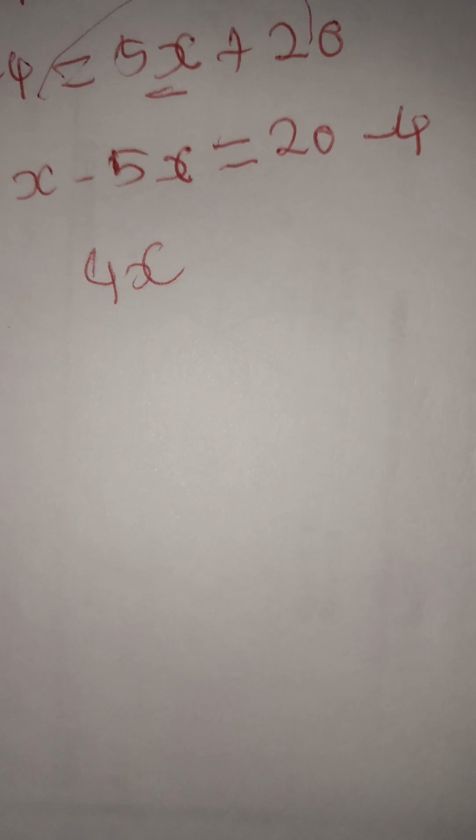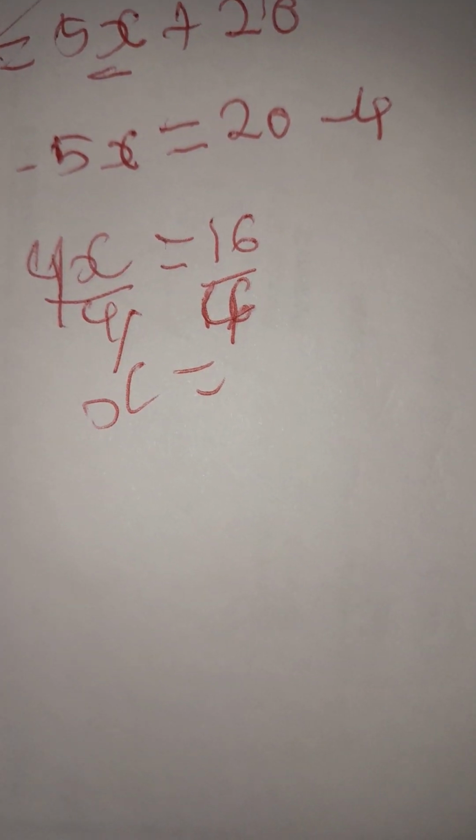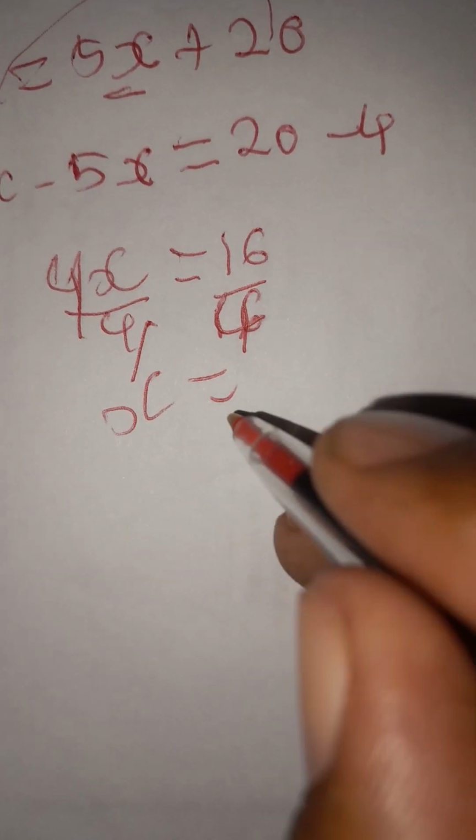Algebra, the like terms. We are going to take 5x to the other side. It will be 9x minus 5x. Therefore, let's take 4 to the other side, that will be 20 subtracted by 4. What is 9 minus 5? That will be 4x, right? And 20 subtracted by 4 will be 16. So how many times does 4 go into 16? It goes 4 times, right? 16 divided by 4 is 4.